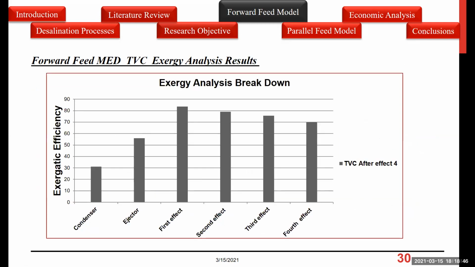Then looking at the exergetic efficiency for each one of the components, we'll find that the condenser is the problem. So if there's something that needs to be fixed, you better look at the condenser and fix it in terms of second law analysis first, and then look at the ejector.